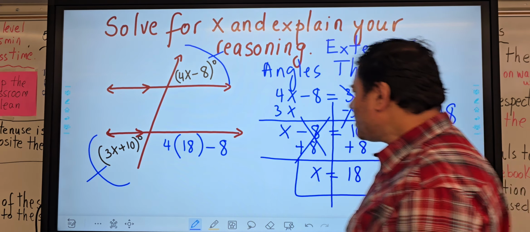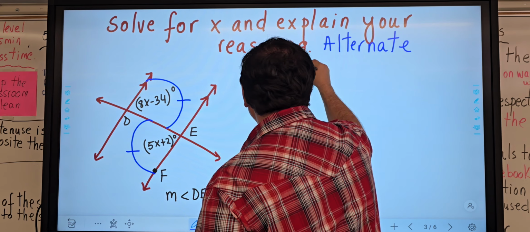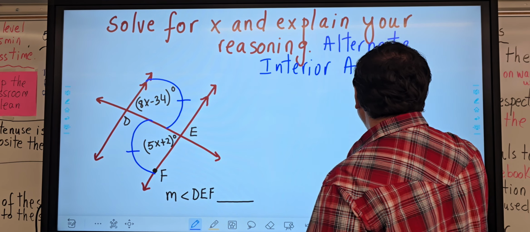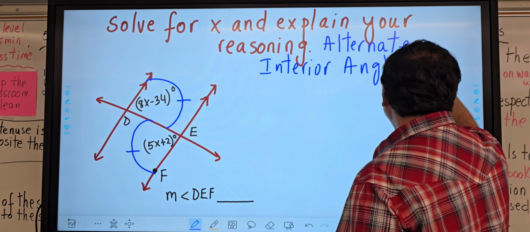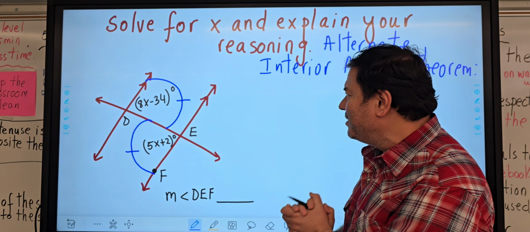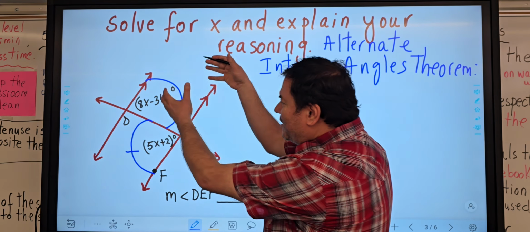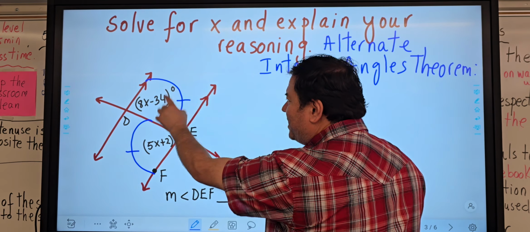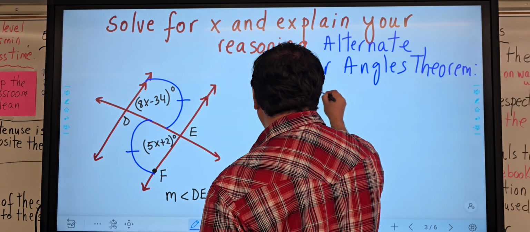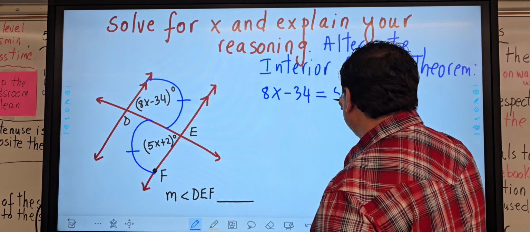Here we are going to use the alternate interior angles theorem. And by the alternate interior angles theorem, both of these angles are the same. So again, we need to equal this angle to the other angle. So this angle is 8x minus 34 equals 5x plus 2.